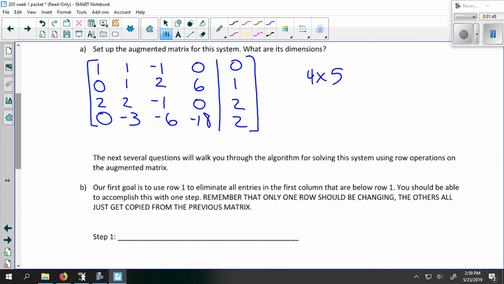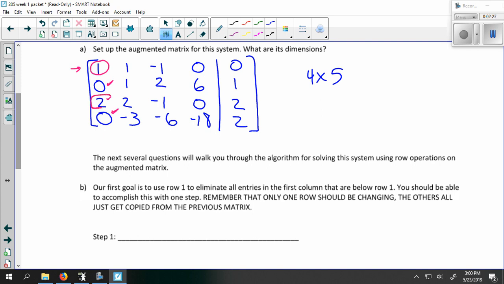The next several questions are going to walk us through the algorithm for solving this system using row operations on an augmented matrix. So our first goal is to use row 1 to eliminate all entries in the first column that are below row 1. So I'm going to use this one to eliminate every entry below it. I should be able to accomplish this with just one step because I already have zeros here and here.